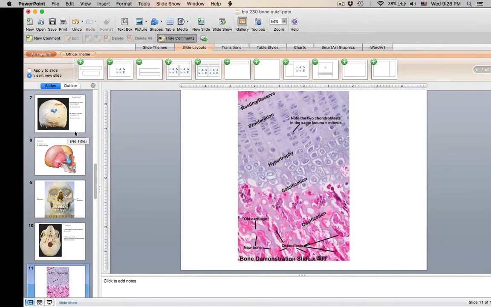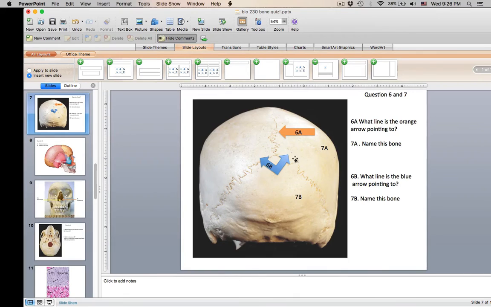So let's go back up to this question. This is the back of the skull. What is this major suture right down the middle of the skull? This is the sagittal suture right down the middle. On either side of the sagittal suture is a parietal bone, left and right parietal bones. This bone back here is the occipital bone. Here's the lambdoid suture right here. Here's the external occipital protuberance right here.